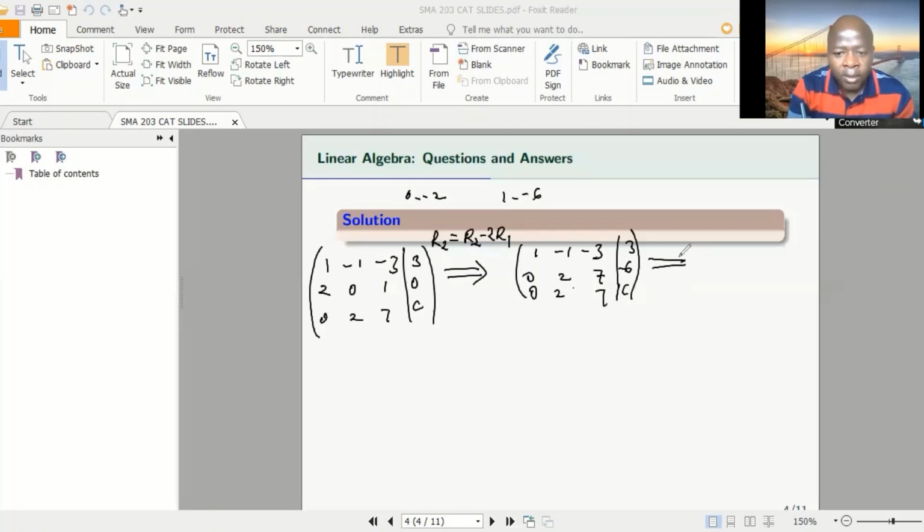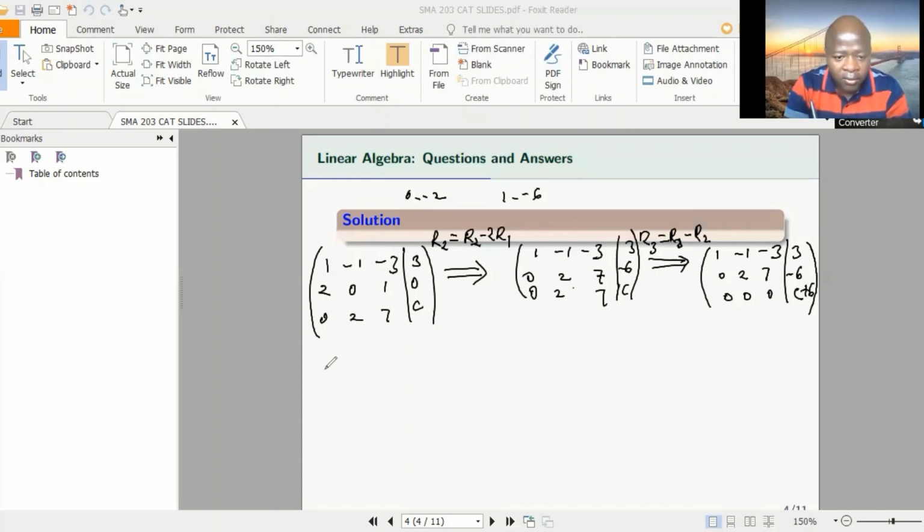Now, I want to use this one to create a 0 in this position, so that means I need to get the new row 3: I need the current row 3 minus the current row 2. So when that happens, then I have 1, -1, -3, then 3. I have 0, 2, 7, -6, and then here I would have 0, 0, 0, is C. Now I'm subtracting row 2 from row 3, so this minus that, so this would be C plus 6.